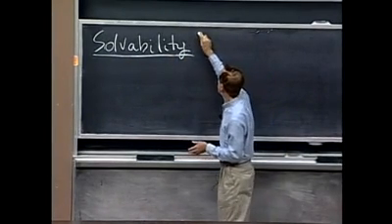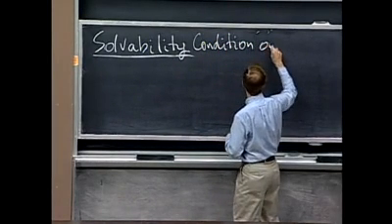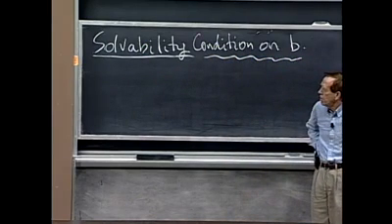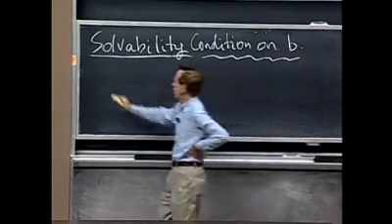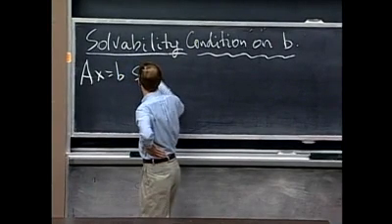So this is the condition on the right-hand sides. And what is that condition? This is solvability always of Ax equal b. So Ax equal b is solvable.